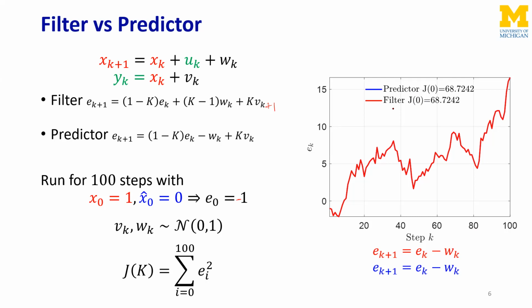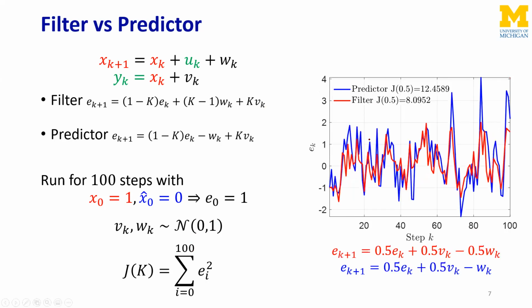So let's say K was equal to 0. If K is equal to 0, the filter and predictor end up being the same thing. Intuitively, we're not injecting anything, so it's just the original dynamics. In that case, the error diverges, and the cost, this error metric cost, is this number, 68. Okay, we have to keep track of this.